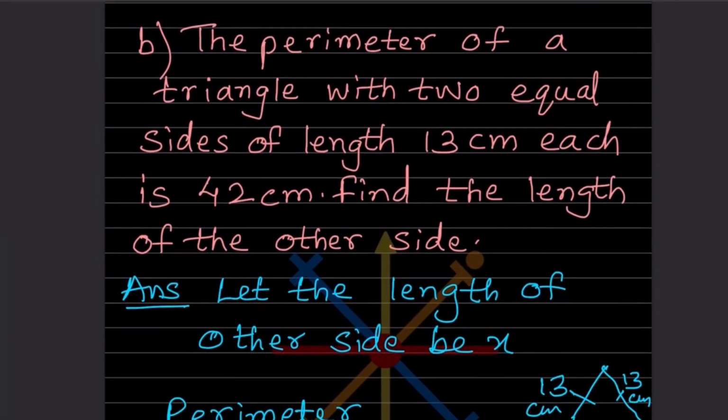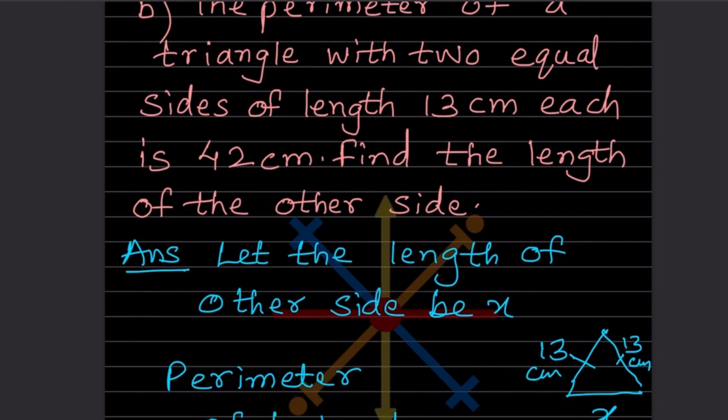Here it says that the perimeter of a triangle with two equal sides of length 13 centimeter each, meaning one side is 13 centimeter like this, and there are two such sides, is 42. Find the length of the other side. Let the length of the other side be x. Now this is a triangle. They said two equal sides, right? If this is 13, this also should be 13, and the third side is going to be x.